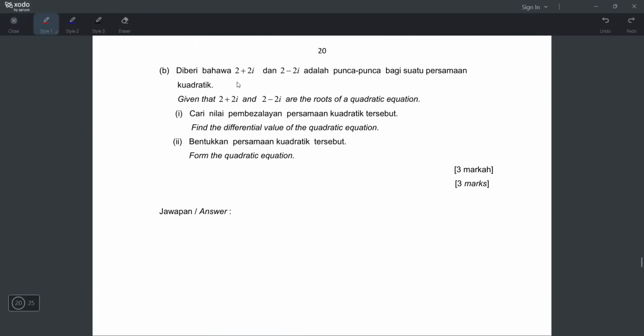Okay, let's do B. Given that 2 plus 2i and 2 minus 2i are the roots of the quadratic equation, but i is the square root of negative 1, and it means imaginary roots. So that means this quadratic curve cannot touch the x-axis. Yeah, it's roots, but it's imaginary roots. So it's not real roots. So it means the quadratic equation doesn't touch the x-axis, and its b square minus 4ac must be smaller than 0. Yeah. Because when it has no roots, then the answer will come out like that.